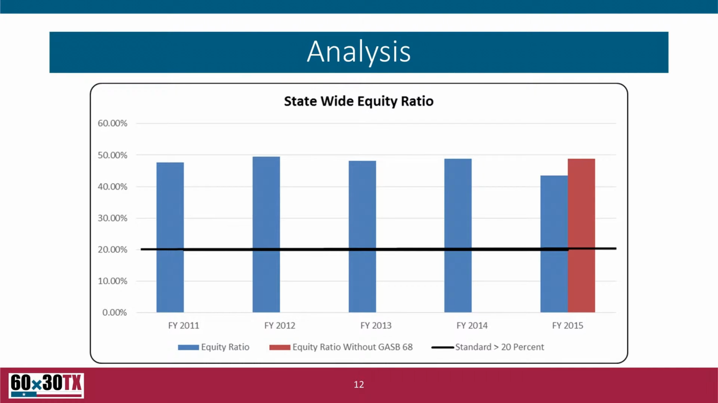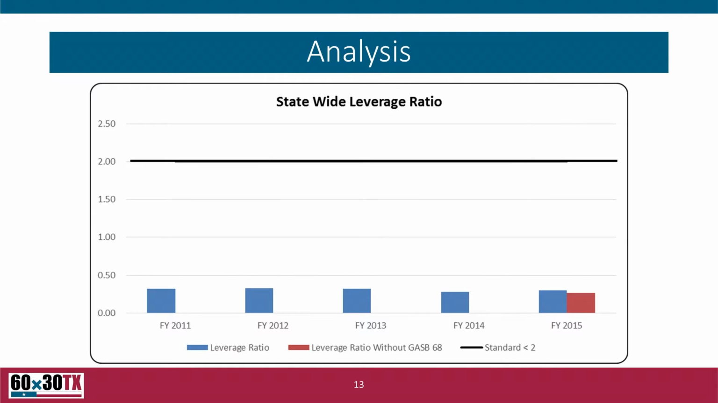The statewide equity ratio, that measures the capital resources available and ability to borrow. Still incredibly stable. In fact, very stable over time, even with GASB 68 changes. The statewide leverage ratio, no significant impact on that. It's the indication of the amount of debt service the institution can absorb in the future relative to existing resources. So again, we don't see a huge impact on that because it's existing resources. It doesn't have the non-current liabilities included. And again, the standard is less than 2.0.